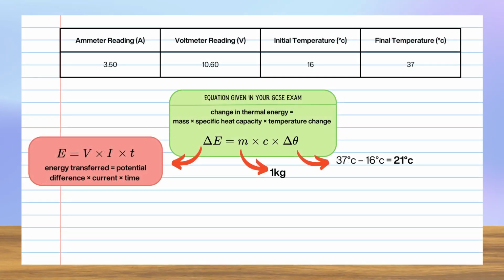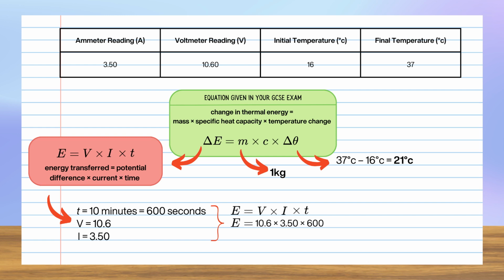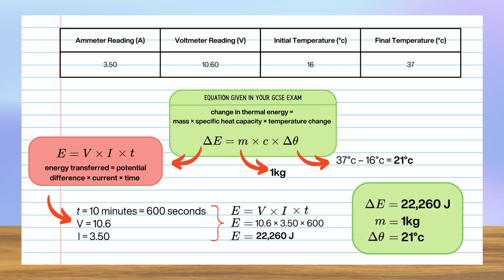We can now use this new equation to calculate the total amount of thermal energy that was transferred to the aluminium block. We know that the time elapsed during the experiment was 10 minutes, which is 600 seconds. We also know that the potential difference was 10.6 volts, as this is recorded in our table. Finally, we know that the current, as measured by the ammeter, was 3.5 amperes. Using this information, we can calculate that the total energy transferred was 10.6 multiplied by 3.5 multiplied by 600, which gives us a total of 22,260 joules. Therefore, we know three elements of our initial equation.